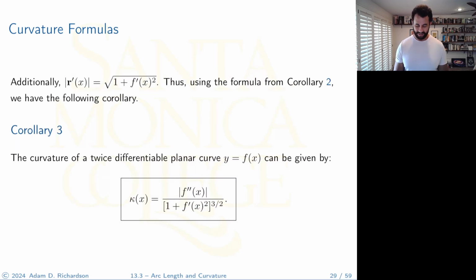Right? And we also know from Calc 1 or Calc 2 that the arc length formula for a planar curve given as a function of x is this little guy right here, everyone's favorite from way back in the day. So using the formula from corollary 2, we get a new formula. So the curvature of a twice differentiable planar curve y equals f of x is given by this formula right here. That's it. Just like another version of it.